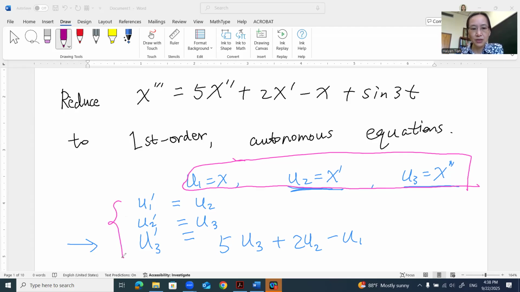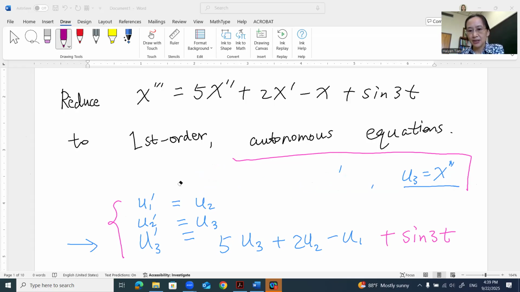You see, once you have a new system, you have this, but still there's one more term, sine 3t. So I will erase all that because your x derivatives are gone. Your focus is to find U1, which is x. Once you can solve this system, you can find U1, U2, U3, but U1 will be found, which is the same as x.